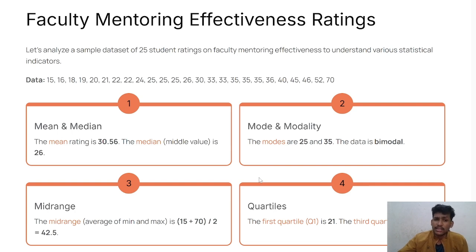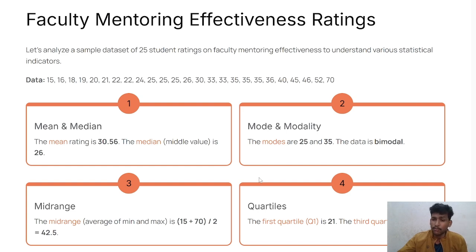Let's analyze sample data of 25 students rating the faculty mentoring effectiveness to understand various statistical indicators. These data range from 15 to 70. You can read it out. So, mean and median. The mean rating is 13.56. The median, the middle value, is 26. Mode and modality: the modes are 25 and 35.